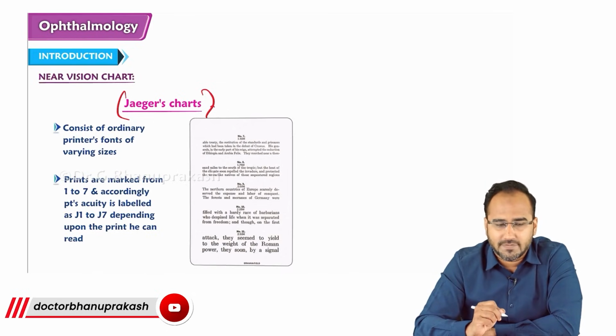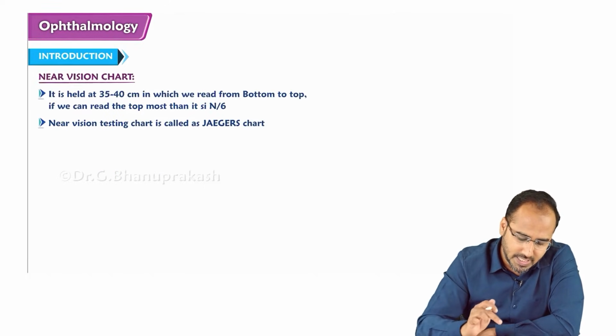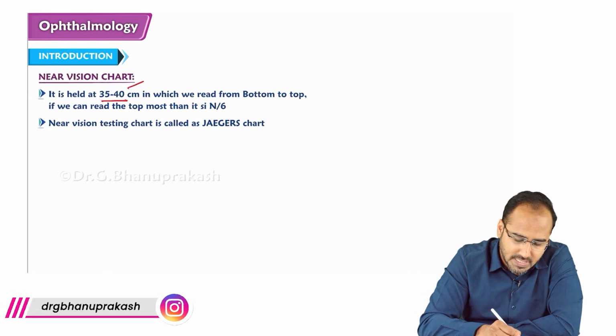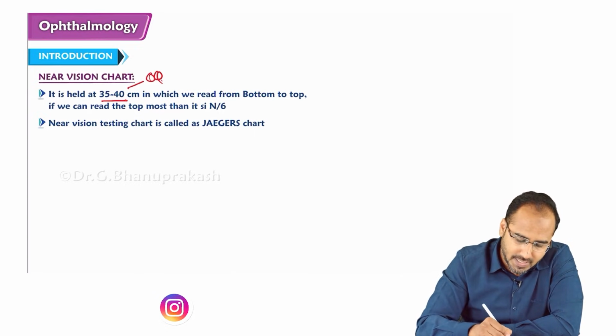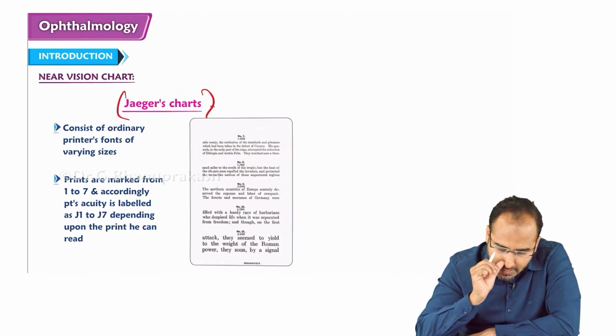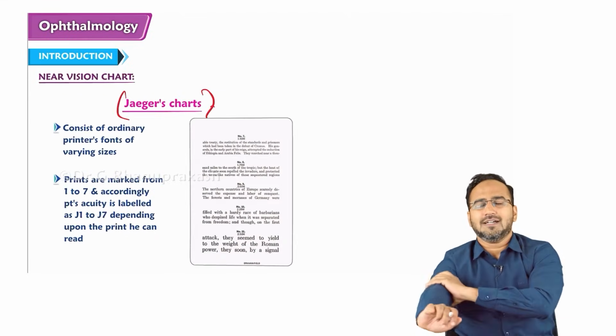For near vision also, there is a chart which is called what chart, guys? Jaeger's chart. This chart is held at 35 to 40 centimeters and we tell the patient to read from bottom to top. This chart is called Jaeger's chart, which is used for near vision testing. Right? So this was regarding the near vision.